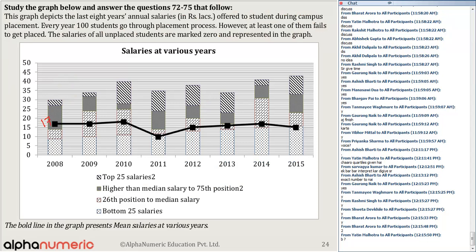Next year it is 16 lakh. Then it is 19. Then it is equal to 10. Then it is 16. Then it is 17. And then it is 17. And then it is equal to 15 approximately. These will be the values. So the question is identify the years in which the annual median salary is higher by at least 60% than the average.